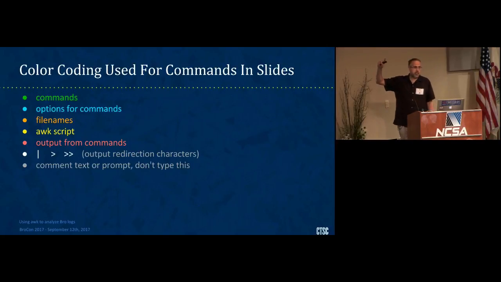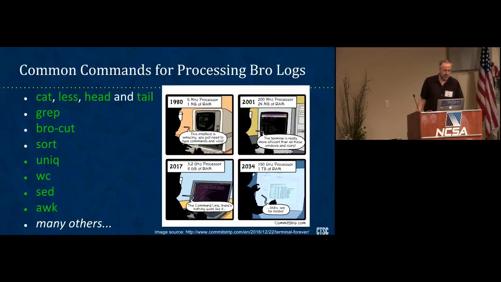I started using this color coding in my slides to make it a little bit easier for you to discern the syntax of the commands. Command names are in green, the options are in light blue, the file names that are referenced are in orange. The awk script, which is the meat of what we'll be talking about, is in yellow. The output of the commands is in red, the pipeline and redirection characters are in white, and comments are in gray. If you're colorblind, I'm sorry, you'll just have to parse the syntax.